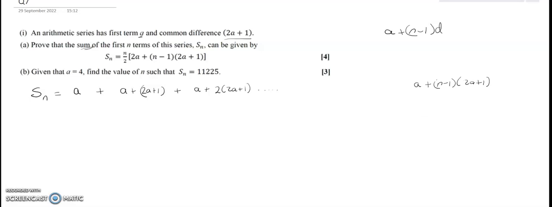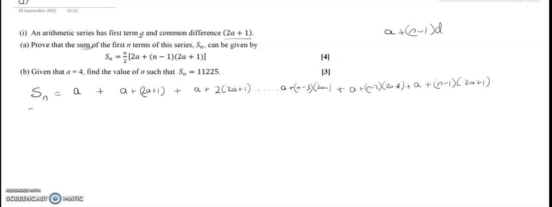And the second last term is going to be a plus n minus 2 times 2a plus 1. And I'm just going to do that last term because I did the first three, so I'm going to do the last three as well. So a plus n minus 3 times 2a plus 1. So that's the whole sequence up to the nth term.